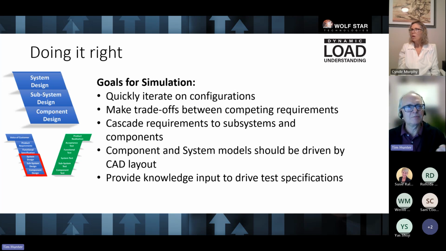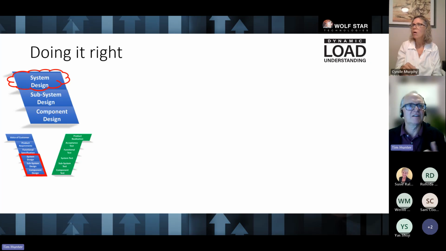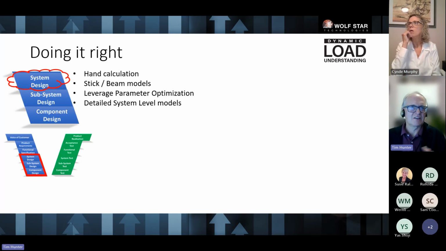And if we take a deeper dive here, if we look at system design, the whole idea for system design is that you want to have something where you can do hand calculations. You want this to be at the very high level, hand calculations. You want to have stick and beam models. You want to leverage parameter optimization, and you want to have these detailed system level models. Okay, so this is all about making quick and easy calculations to set overall parameters for your system. So I've got a little example here.